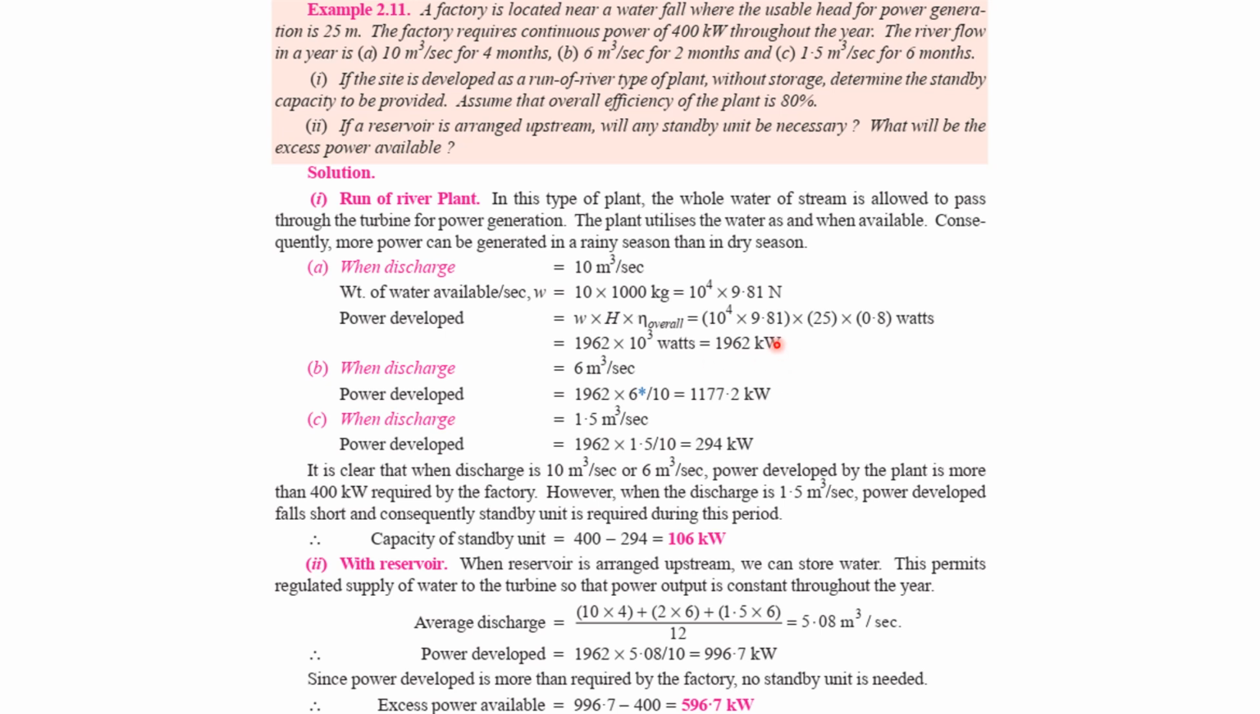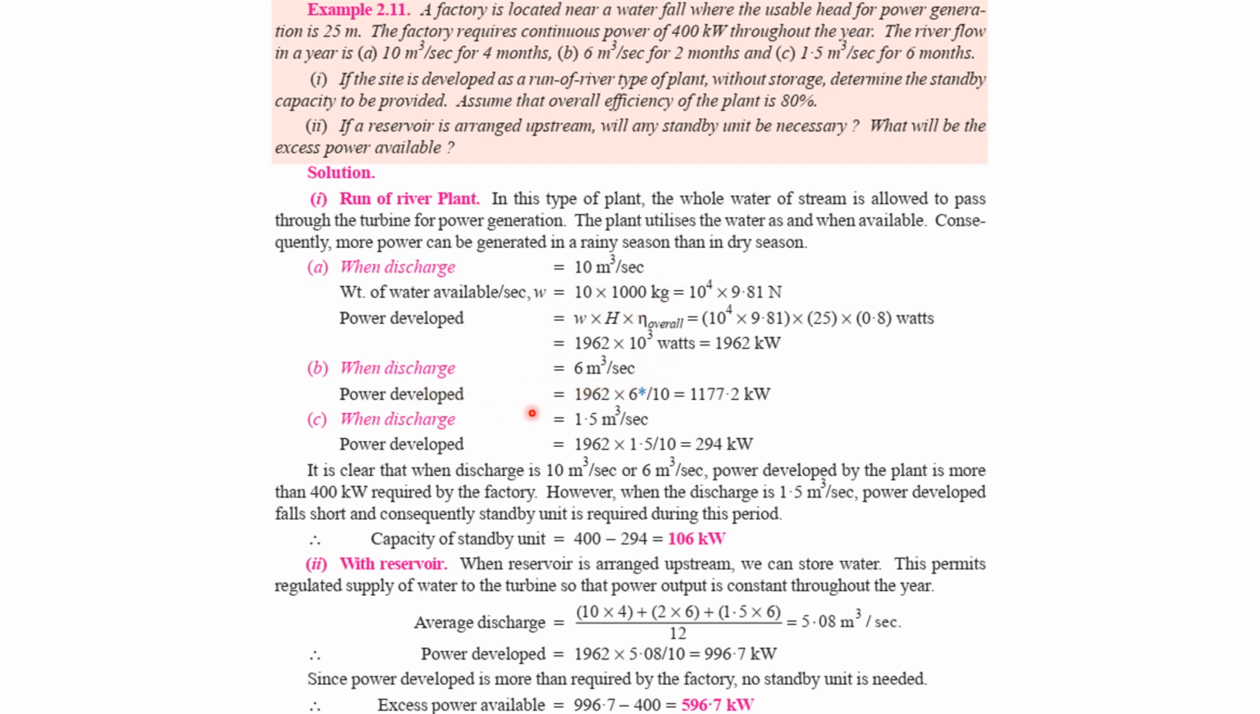So you can say that you can safely provide the load of 400 kilowatts if this much power is available to you. So this plant is more than capable of supplying this power during this time when the flow was 10 meter cube per second. Now let's repeat the same process for 6 meter cube per second.